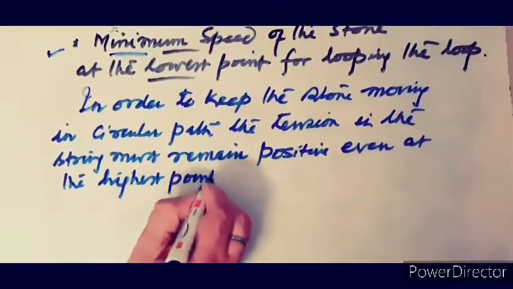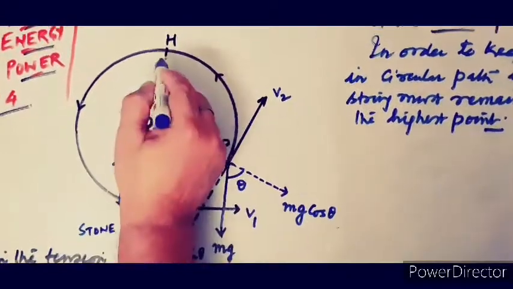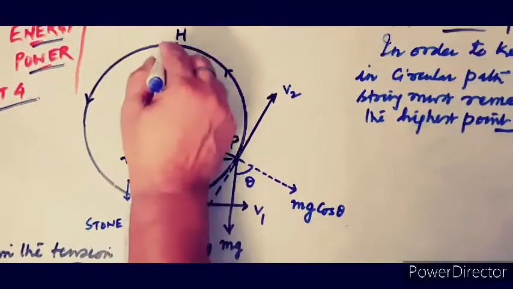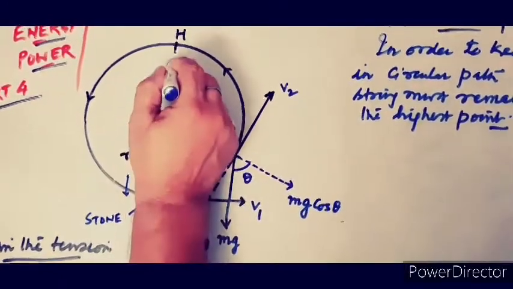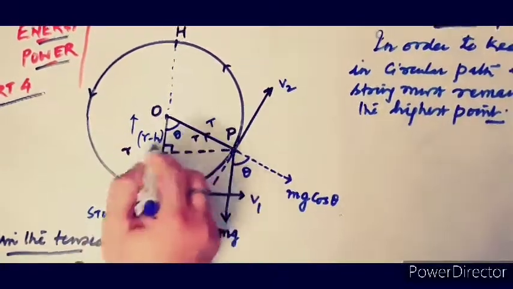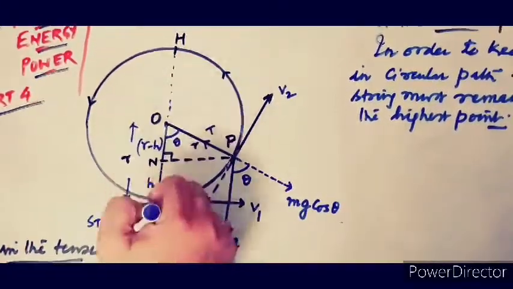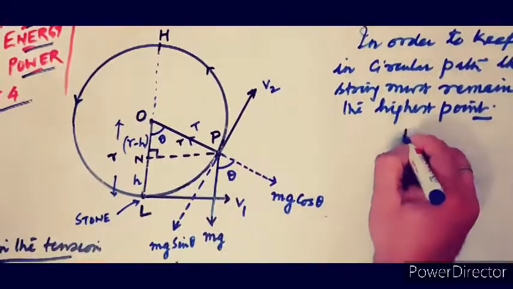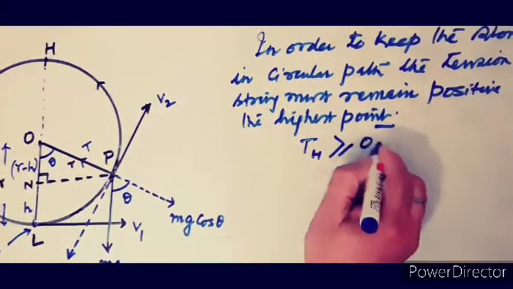That's an important statement. You remember, the body is moving in this way. The tension at the highest point should be a positive value, never be 0. If it is 0, we are talking about tension in the rope, then it is not going to loop, it will fall down. So tension at the highest point should be greater than or equal to 0.